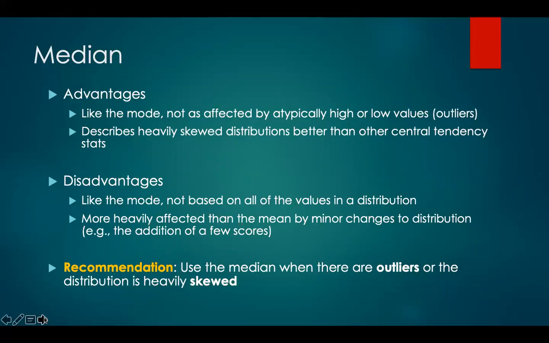Now, what are the advantages of using a median as a measure of central tendency? Well, like the mode, it is not as affected by atypically high or low scores, or outliers. And it actually describes heavily skewed distributions better than other central tendency stats, such as the mean. But a disadvantage is that, like the mode, it's not based on all of the values in a distribution, but simply the middle values when lined up from smallest to largest.